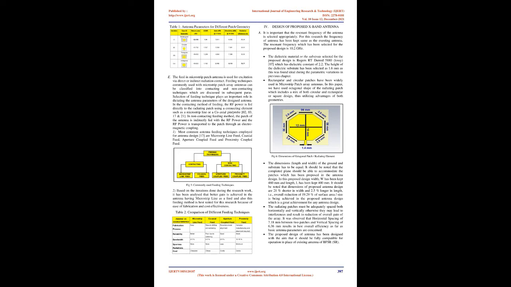The most common antenna feeding techniques employed for antenna design are microstrip line feed, coaxial feed, aperture coupled feed and proximity coupled feed. Based on the iterations done during the research work, it has been analyzed that better gain is achieved in the antenna having a microstrip line as a feed, and this feeding method is also best suited for this research because of ease of fabrication and cost effectiveness. Table 2, comparison of different feeding techniques.